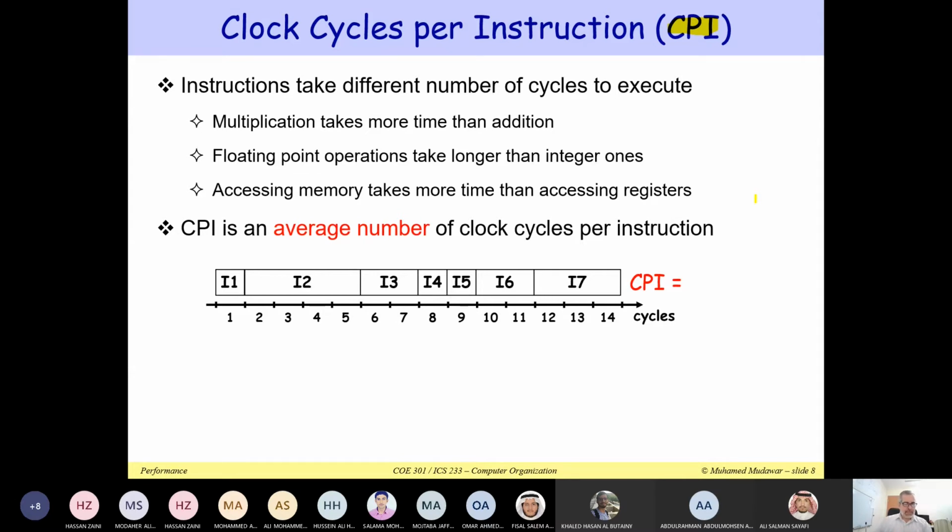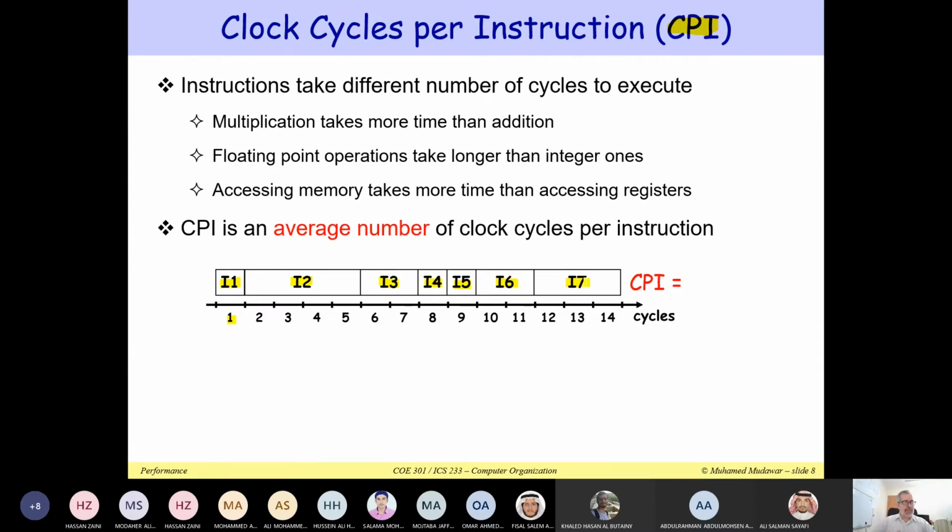Here's an example. Suppose that the first instruction, instruction 1, will take only 1 cycle. The next 4 cycles will be for instruction 2. So instruction 2 takes longer to execute. Then instruction 3 will take 2 cycles. Then instruction 4 will take 1 cycle, and so on. 5 will take 1 cycle. 6 will take 2 cycles. Instruction 7 will take 3 cycles. Right. So what is the average CPI if we only have 7 instructions in the program in this example?